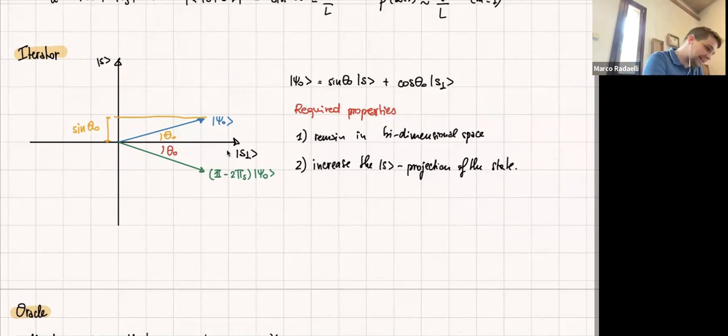Remember that our target is to do something like this. So we want to increase the S projection of the state. And so far, we have not changed the S reflection of the state. So, okay, but not wonderful yet.